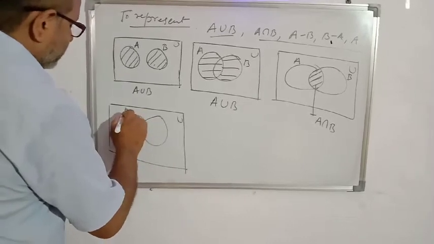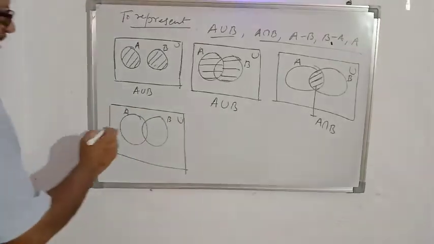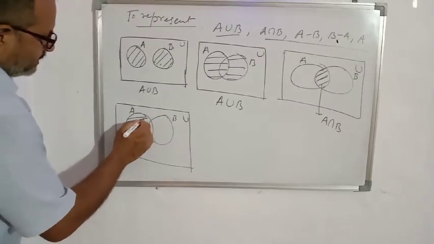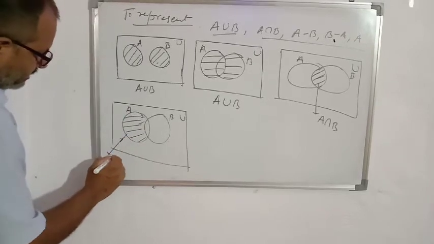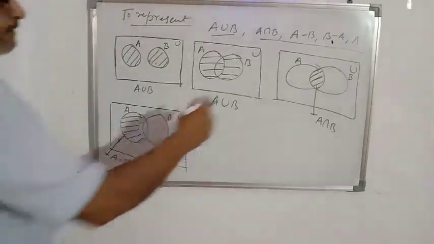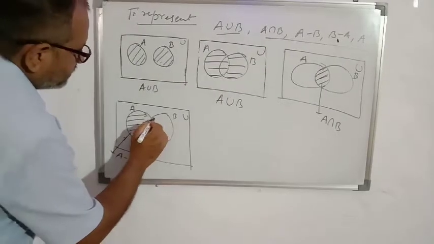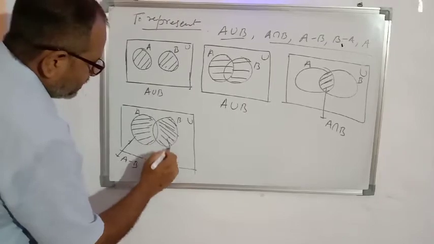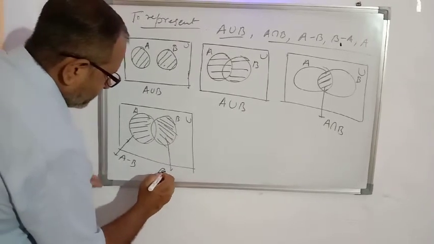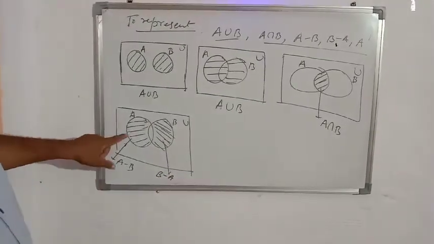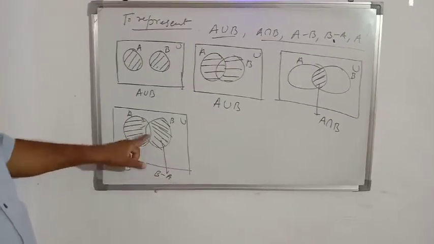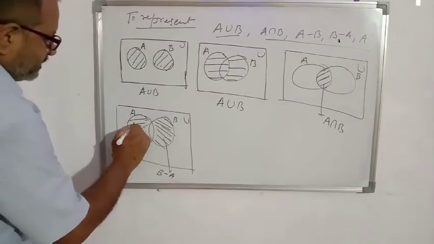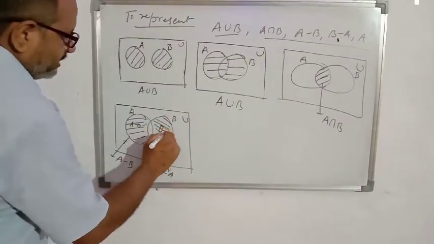This is the first circle for set A, second circle for set B. This region is A minus B. And B minus A, this region is B minus A. This part is A minus B, this part is B minus A, and this unshaded portion, this is A intersection B.